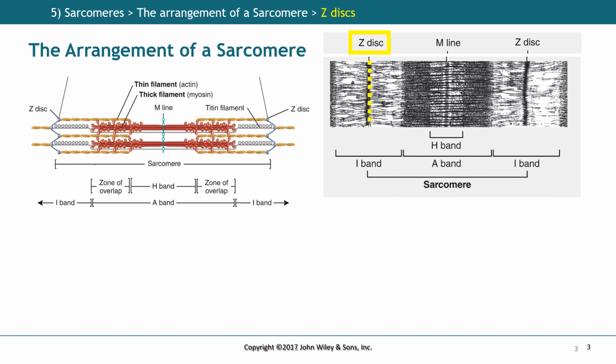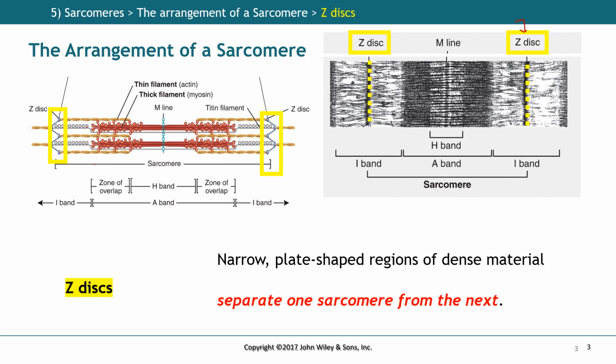Here is the Z disk, and it's not only located in the left extreme, it's also located here in the right. And if you see, they both are darker regions that are actually, if you see the schematic, you find that they are proteins, alpha actinin, that are attaching to the thin filament of actin, and they separate one sarcomere from the next. So remember the Z disc, they are narrow regions that have a plate shaped region of dense material, and this is why they look darker. And the second thing that you need to remember is that they separate one sarcomere from the next.